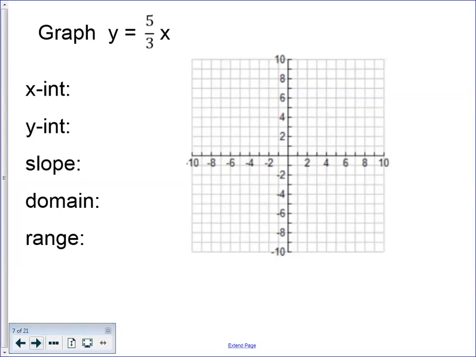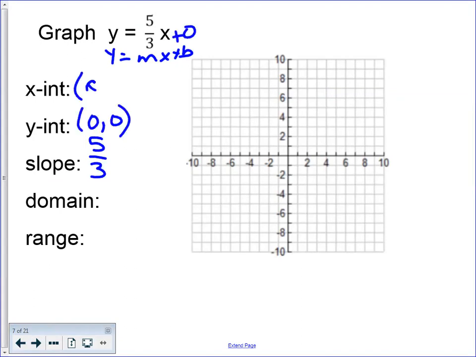I have y equals mx plus b. My m is my slope of 5/3. My b, I see nothing, which means I actually have a y-intercept at 0, 0, which then tells me I have an x-intercept at 0, 0. I already then know my domain is all real numbers, my range is all real numbers. All I actually still need to do is graph this. So plot my point at 0, 0, and use my slope.